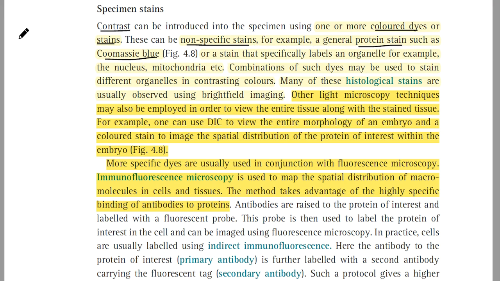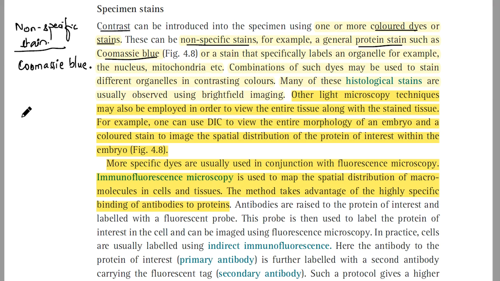So here we will be discussing non-specific stains and specific stains. One example of a non-specific stain we discussed, what is that? It is Coomassie blue. These are all very important for MCQ questions, guys. Please note it down.